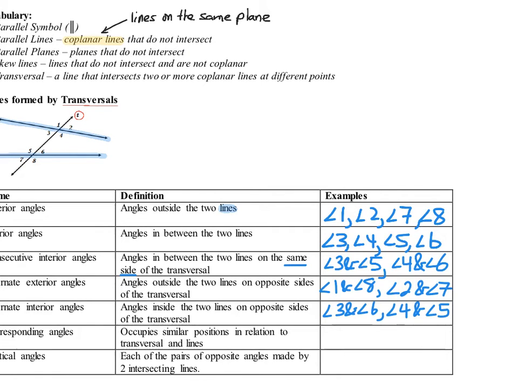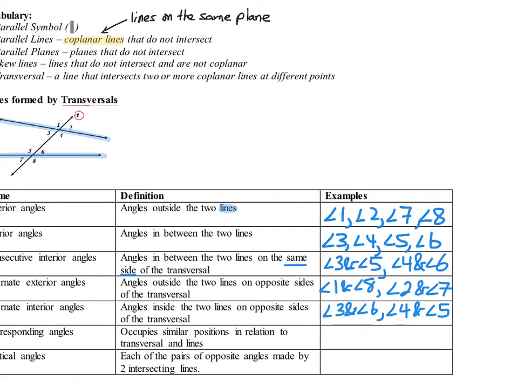For exterior and interior angles, it was just 1, 2, 7, and 8, and just 3, 4, 5, and 6. But when it comes to the consecutive, alternate, and so on, it's the pairs: 3 and 5 is one pair of consecutive interior angles, and 4 and 6 is another pair. They go together. Any other mixing and matching would be incorrect.